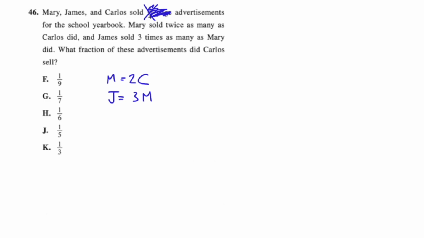What fraction of these advertisements did Carlos sell? So we're asking about Carlos, like C equals what? That's kind of what I need to know. Well, the total would be M plus J plus C. But instead of writing M, maybe I write 2C, because then that would be the same as this other C term. So 2C plus, and then instead of writing J, maybe I write 3M. But then instead of writing M, maybe I write 2C. So it's really just like a big substitution problem here.